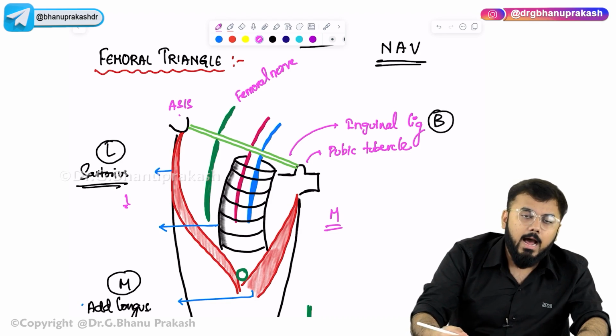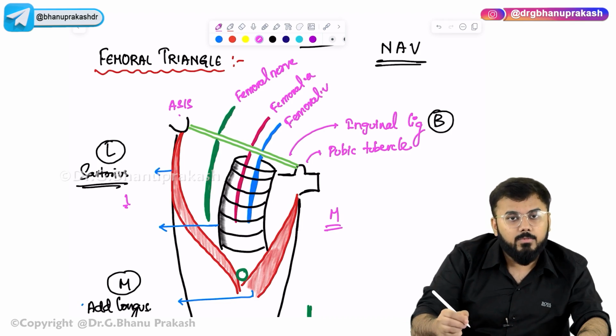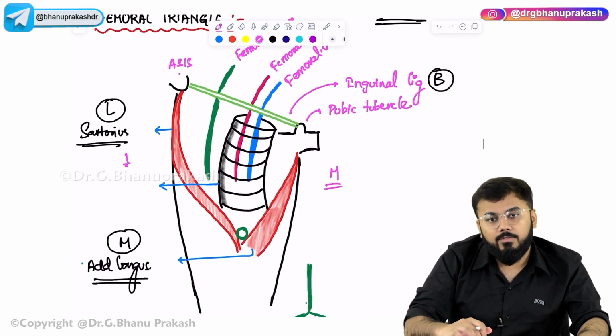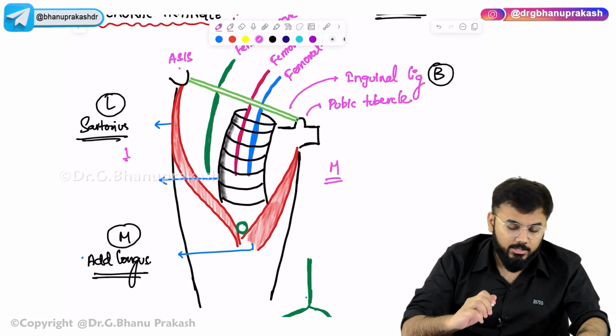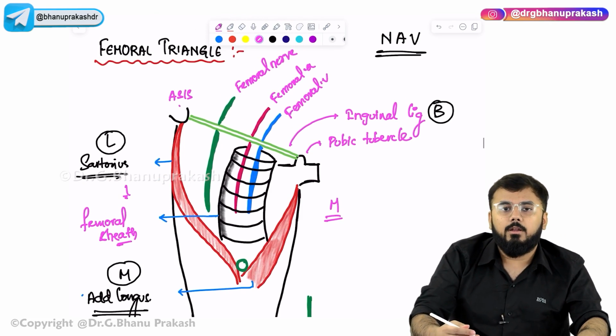Femoral nerve. The artery which we have over here is called the femoral artery, and next the vein is called the femoral vein. Okay. Now, femoral artery and femoral vein, both of them are enclosed in a sheath. This particular sheath is called the femoral sheath. So what is the structure that is present outside the femoral sheath? That is the femoral nerve.